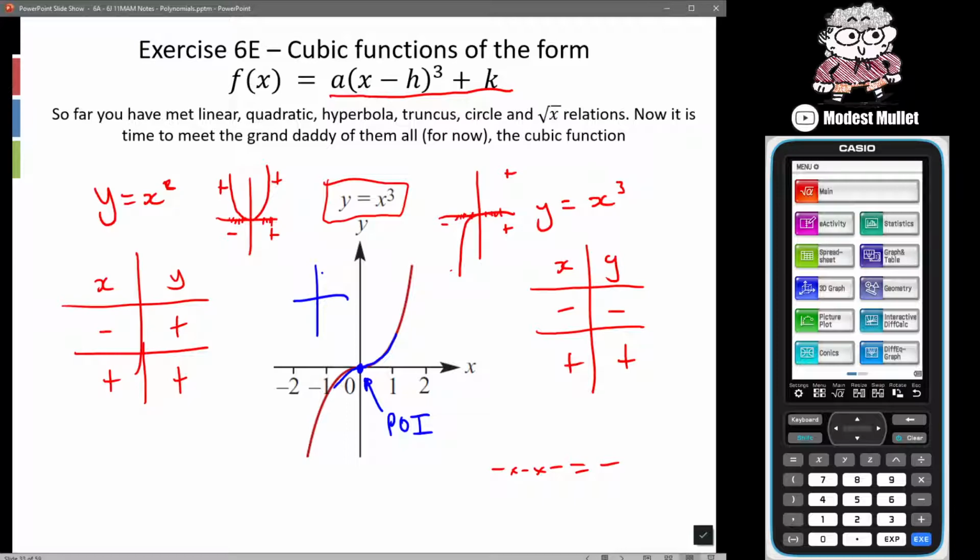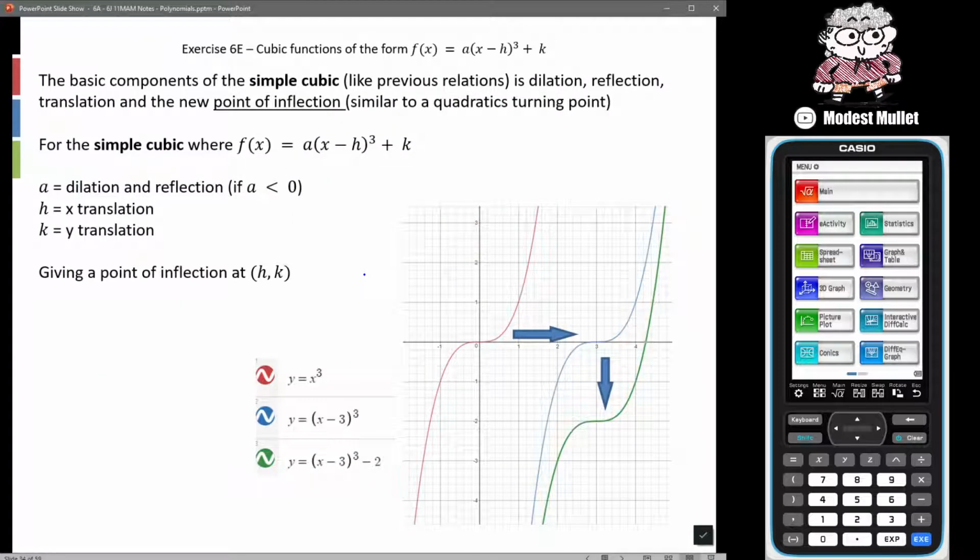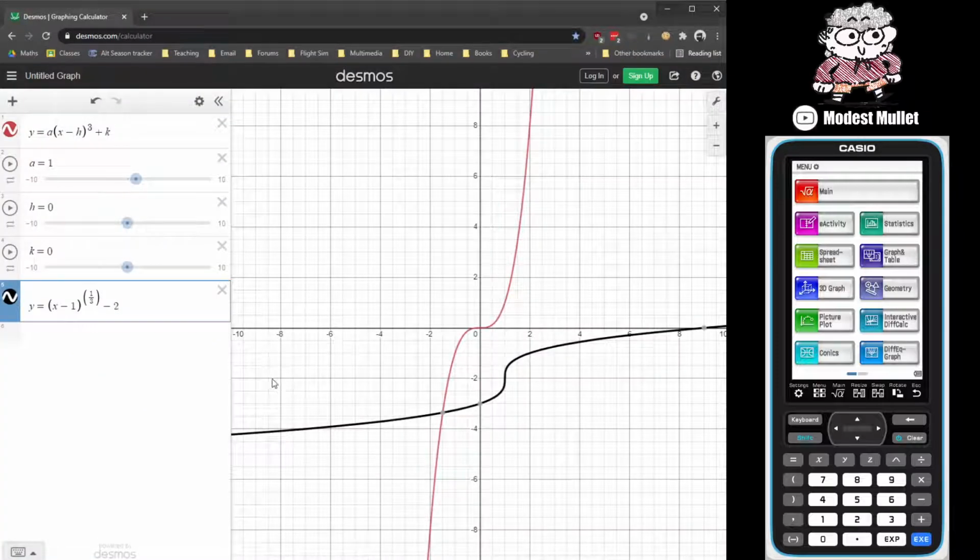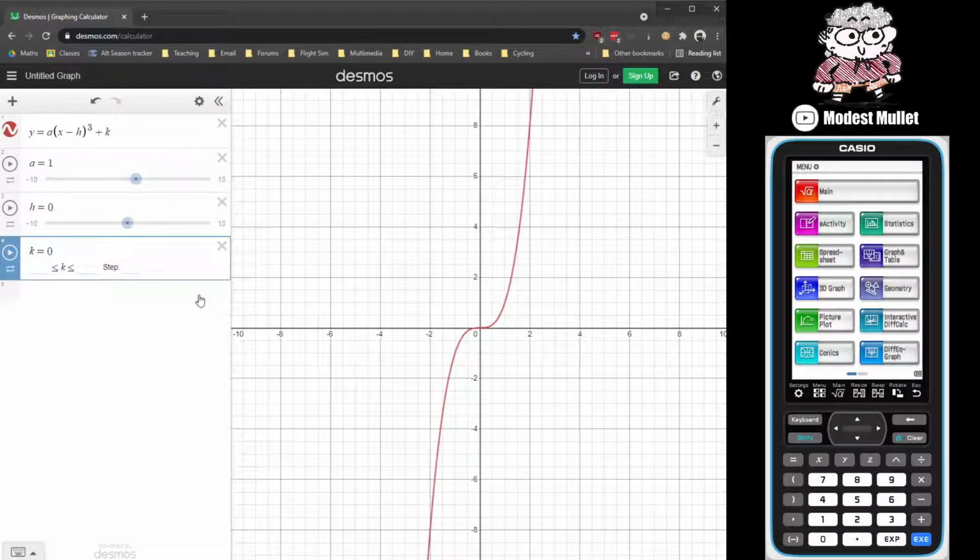Right, so let's get on to how do we actually go about graphing these? How do we go about graphing these? Well, let's bring up Desmos quickly and have a look at a standard cubic. So I've set up sliders here for A, H, and K.